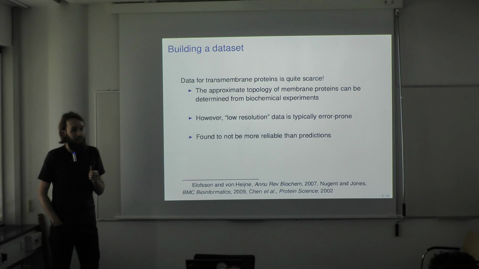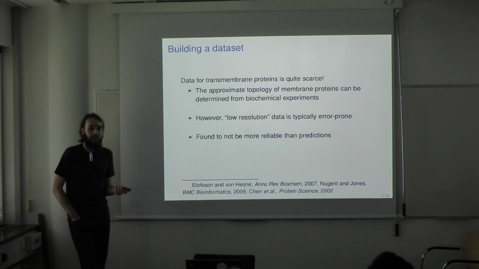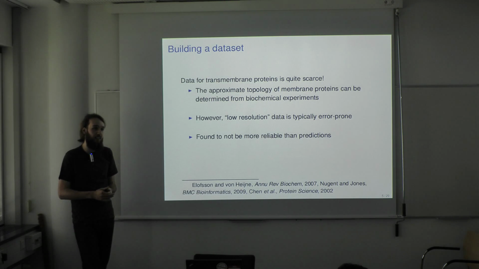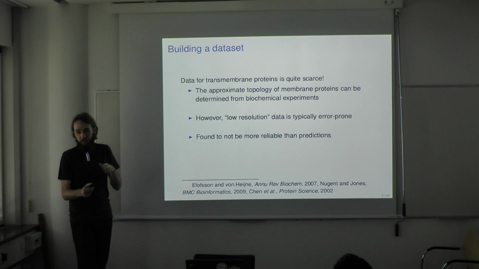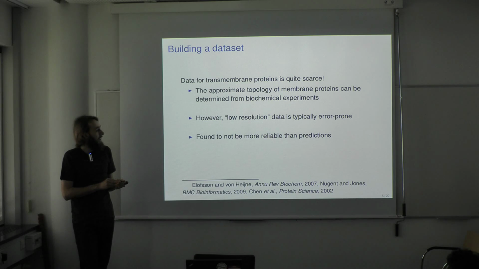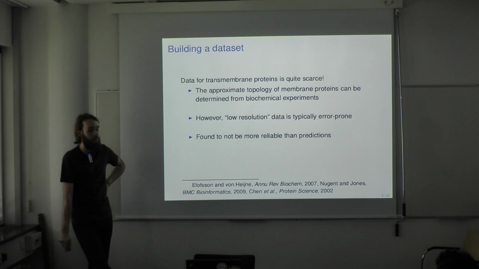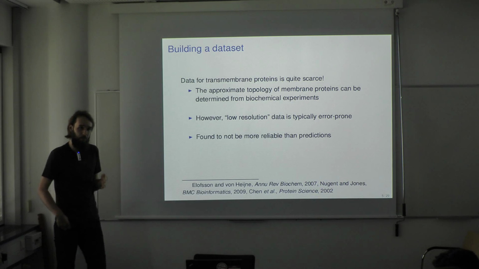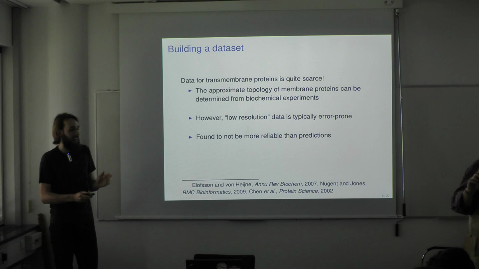In the past, there were these so-called low-resolution data. Through biochemical experiments, you can, for example, label the loop on the outside or inside of the membrane, and then through that you know, okay, if this is outside, then the part in between kind of has to be a transmembrane helix and something like that. However, it turned out that this low resolution data is typically quite error prone and actually is not much better than predicting from a prediction method. So clearly you don't want to evaluate a prediction method on what is essentially just the quality of a prediction method. So this is not really being done anymore.